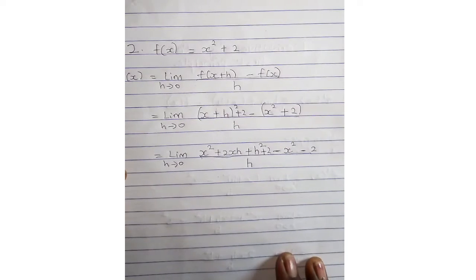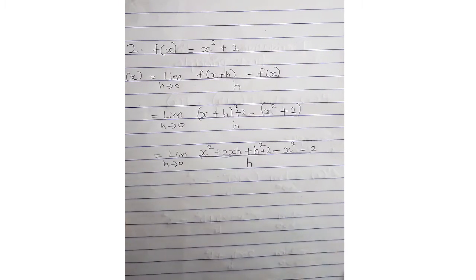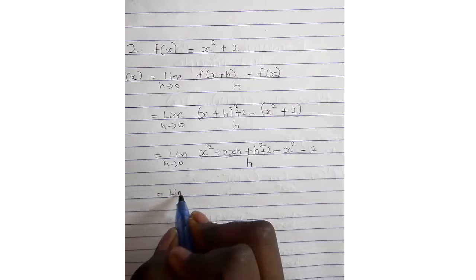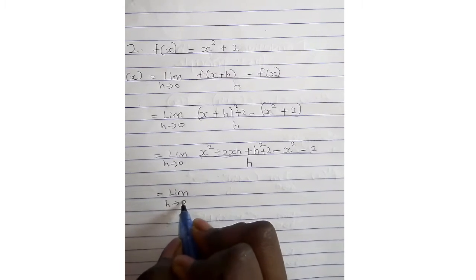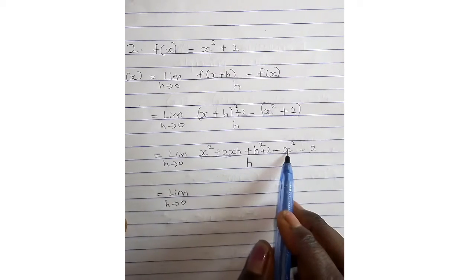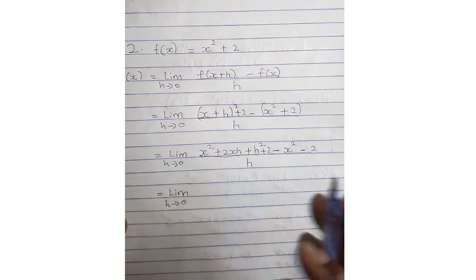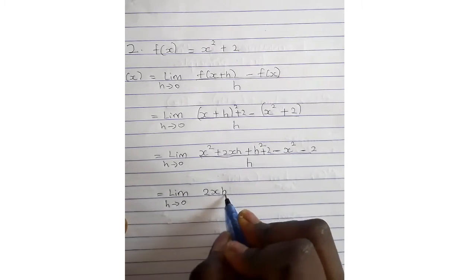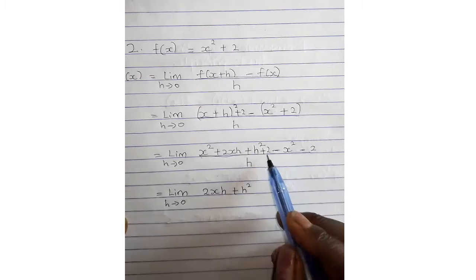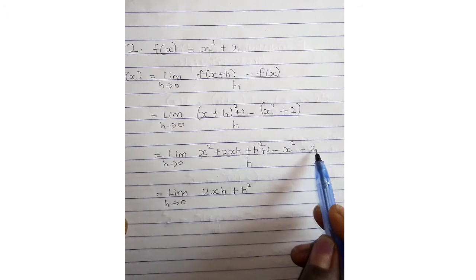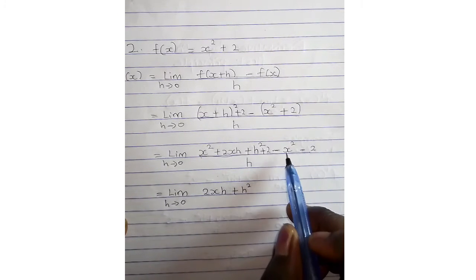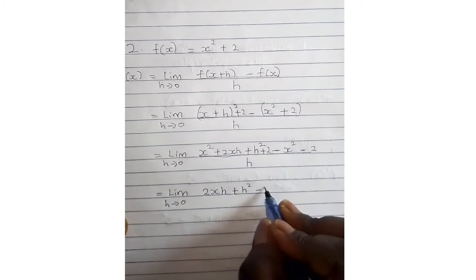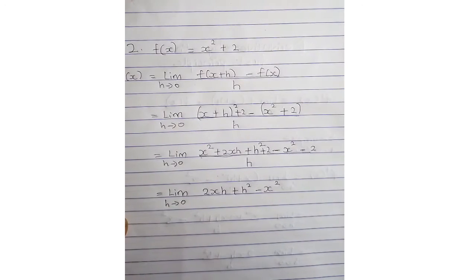So we're going to continue by collecting like terms. We have the limit as h approaches 0. x squared minus x squared gives us 0. So we have 2xh plus h squared left. Plus 2 minus 2 gives us 0, so there's no need for us to write it. So we're just going to put minus x squared.